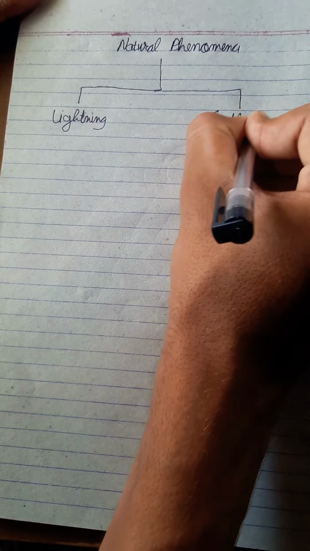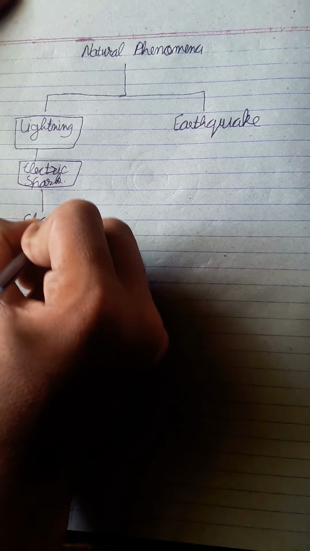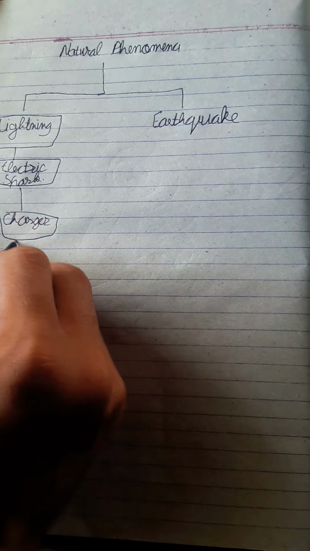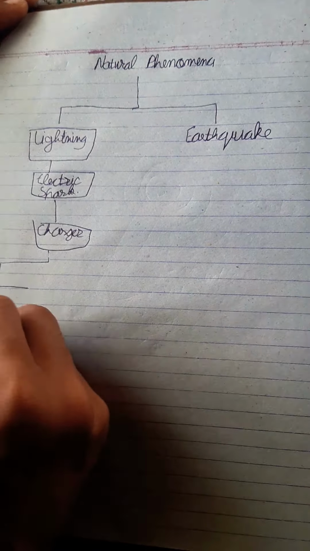What is lightning? Lightning is known as an electric spark which is caused due to charges. First, there are two types of charges, which are the positive charge and the negative charge, and then the properties of the charges.